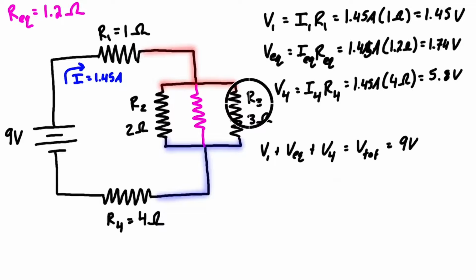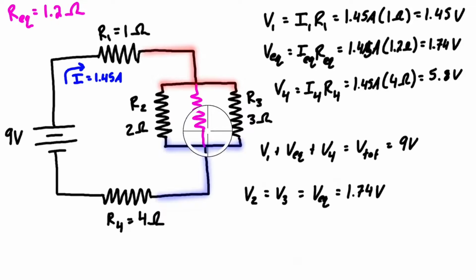The voltage drop across R3 is 1.74 volts. It has to be equal to the voltage drop across the equivalent resistor. So let's actually just write that out, that we have V2 is equal to V3, which is equal to V equivalent, which is equal to 1.74 volts. Now, we were treating the current flowing through the equivalent resistor to be equal to the total current of 1.45 amps, but it actually gets split between R2 and R3. We can calculate each of them knowing the resistance of each individual resistor and the voltage drop across them.